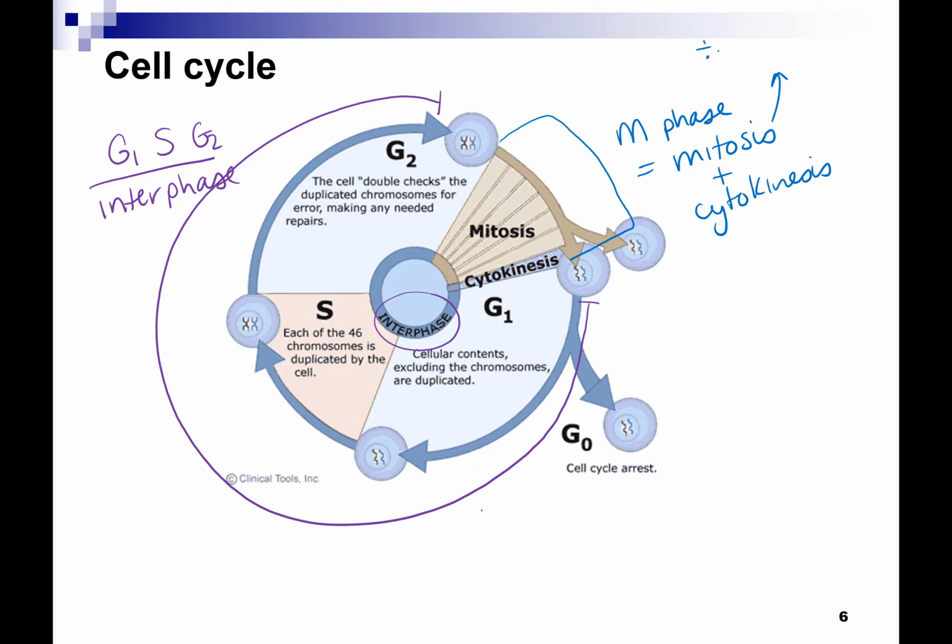Mitosis is the division of chromosomes into two cells. Cytokinesis is the division of the cytoplasm into two cells. Okay. So they both make up M phase. Don't let this fool you. It's not just mitosis. M phase is mitosis and cytokinesis. Mitosis, we're going to learn, has 4 phases called PMAT. So, watch these terms. Make sure you know the differences.